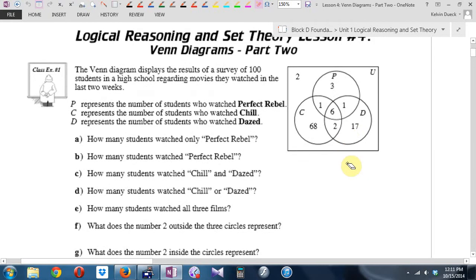How many students watched only Perfect Rebel? 3. Do you see how we get that from the picture? How many students watched Perfect Rebel? Not 3. How many students watched Perfect Rebel? 11. All of those, right? Which in this case is it 11? 3, 6, 2, yep. 11.